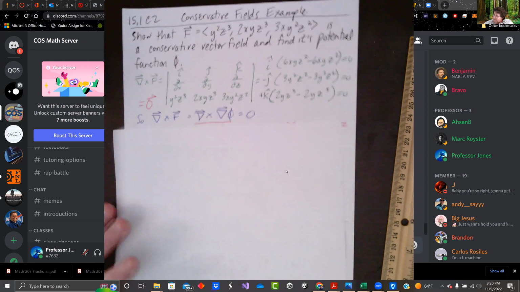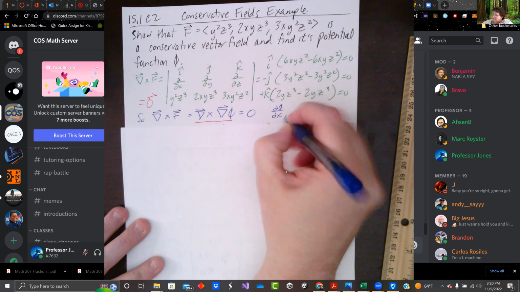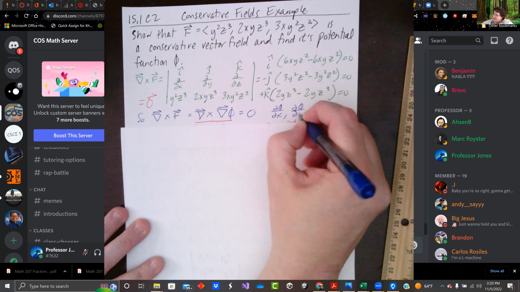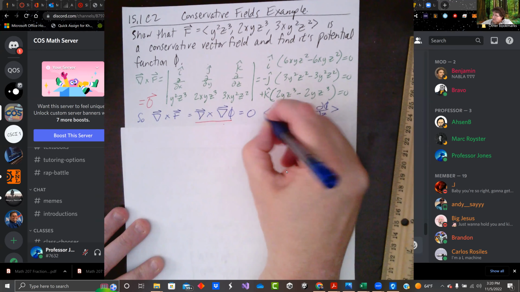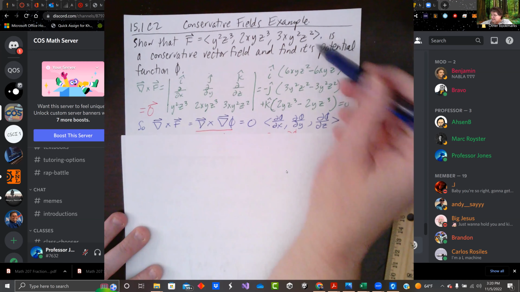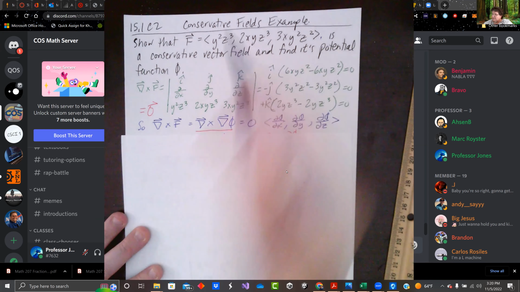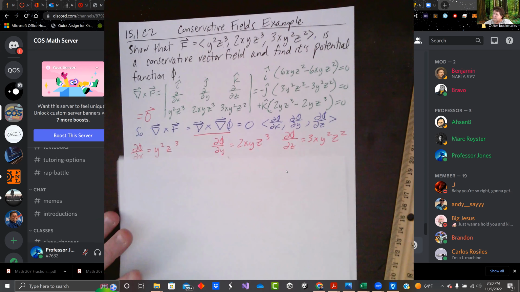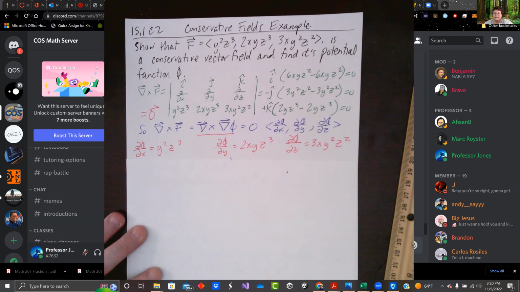Do I write it down below? No, I don't. Remember, it's d phi dx, d phi dy, d phi dz. So if this vector here is related to that, we can correlate d phi dx to the i component, d phi dy to the j component, and d phi dz to the k component.